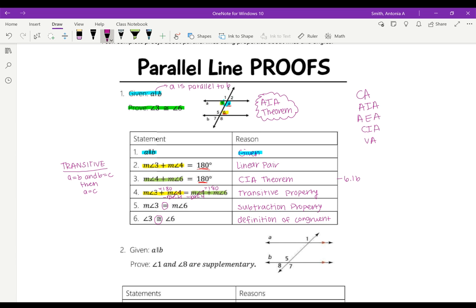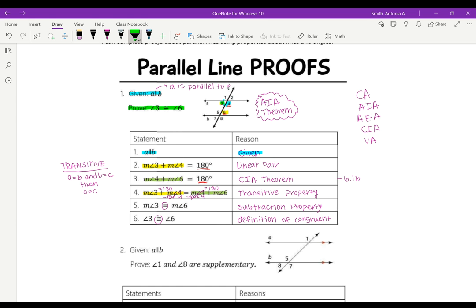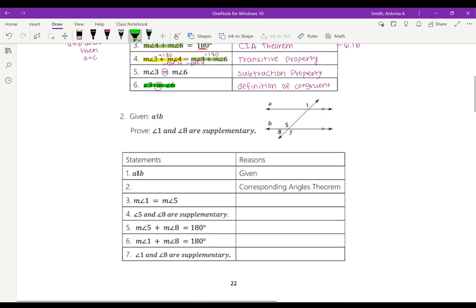Okay. So did we prove what they asked us to prove? Well, we stopped here at angle 3 is congruent to angle 6, and that's exactly what they wanted us to prove. So we just proved that if you have two parallel lines, then alternate interior angles must be congruent. That's what we just proved. Let's look at our next one.